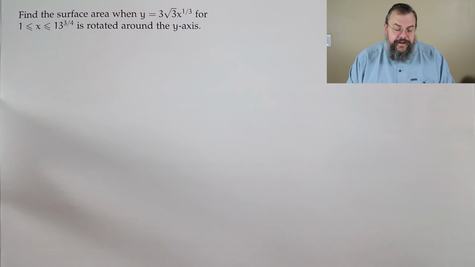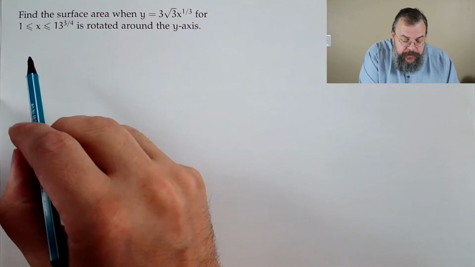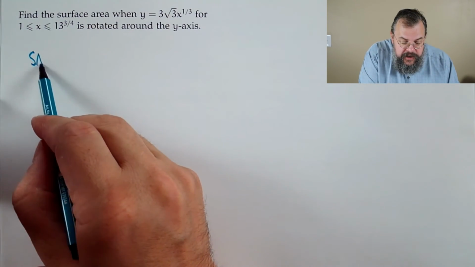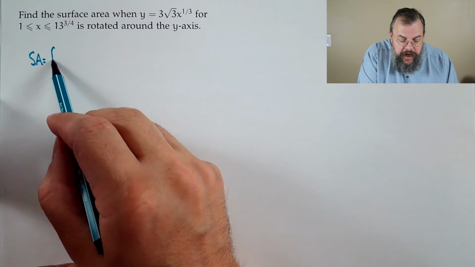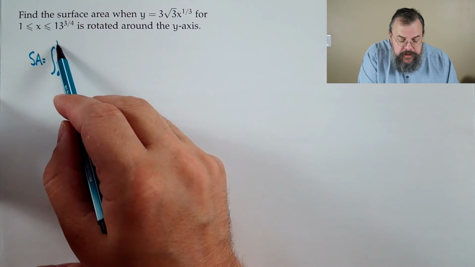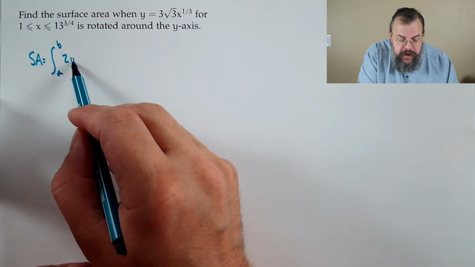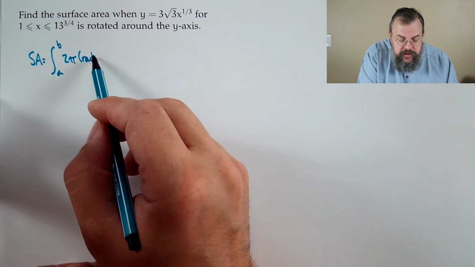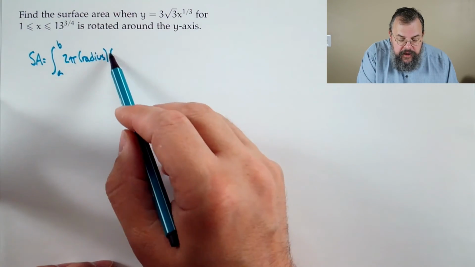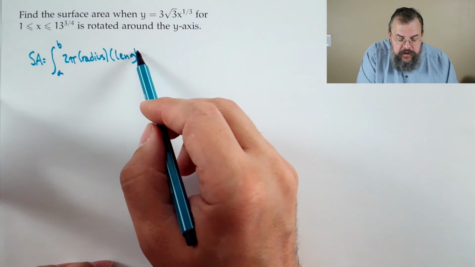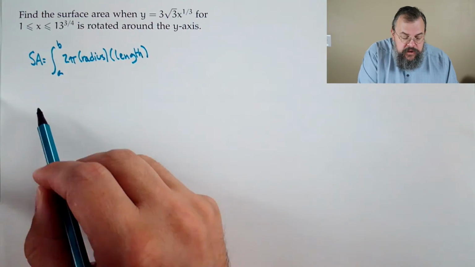So let's start. We have our surface area formula to begin with. Our surface area is adding up from a to b, 2 pi times our radius times our length. Now, we should think about our picture.